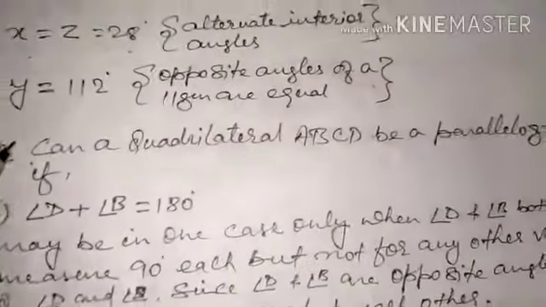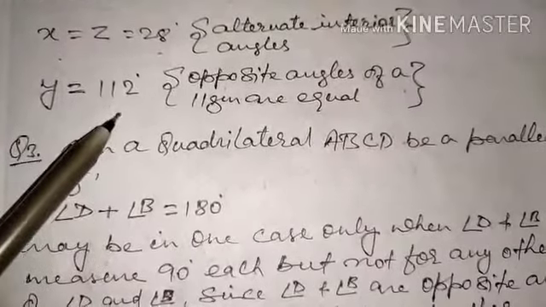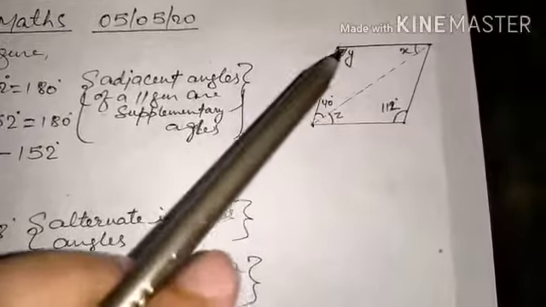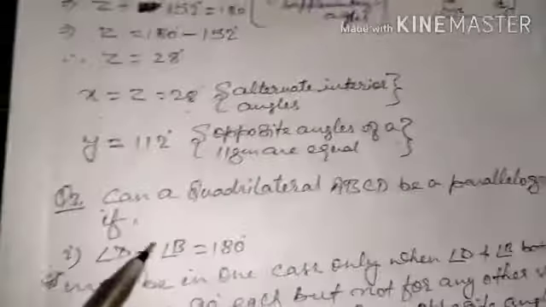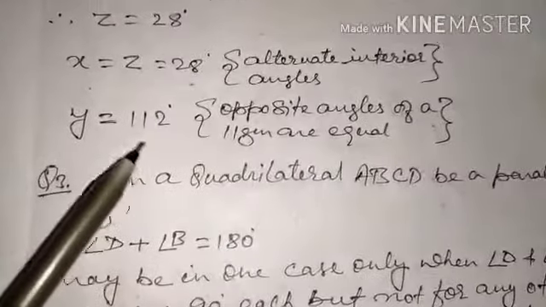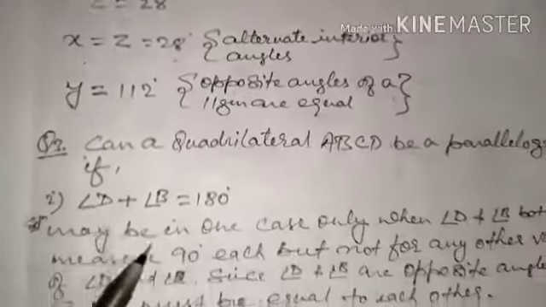Now, trying to find out the value of y. y is equal to 112 degrees. If you see the figure, y is equal to 112 degrees, the opposite angles of the parallelogram. So we can easily write that y is equal to 112 degrees, opposite angles of a parallelogram are equal.